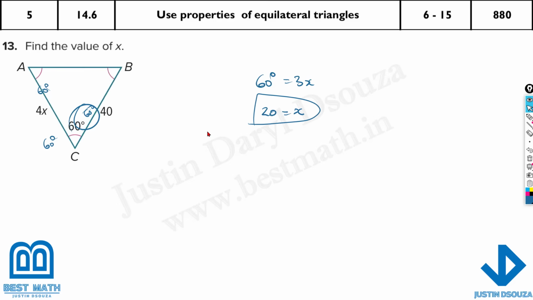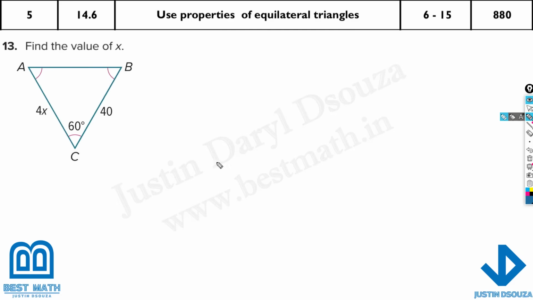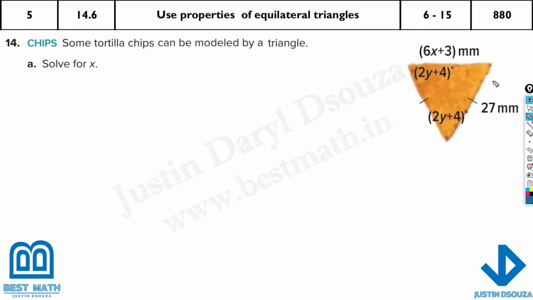So that's it. What about this one? Again, we know it's an equilateral because all are the same, but they're not telling us to find the sides. They're asking the x value. So the x value is basically 4x equals 40. Why? Because all sides also are equal in an equilateral triangle. So divide both the sides by 4, x will be equal to 10.